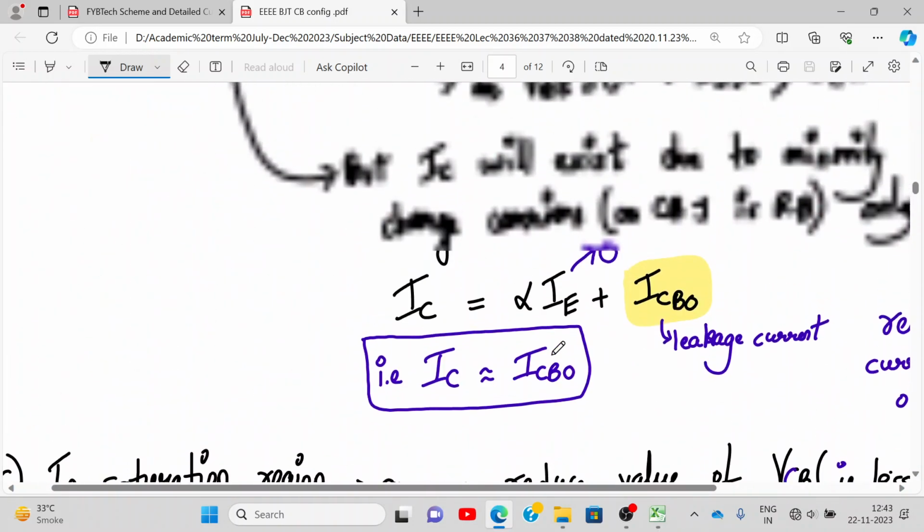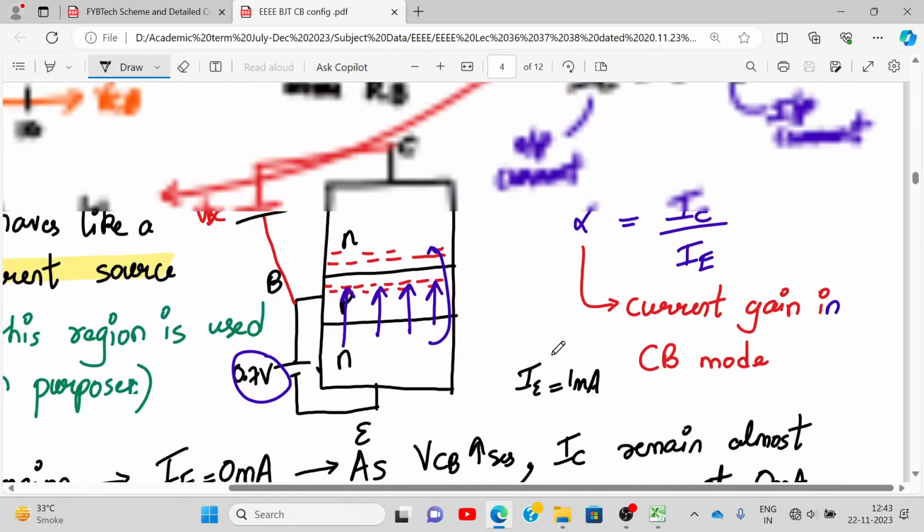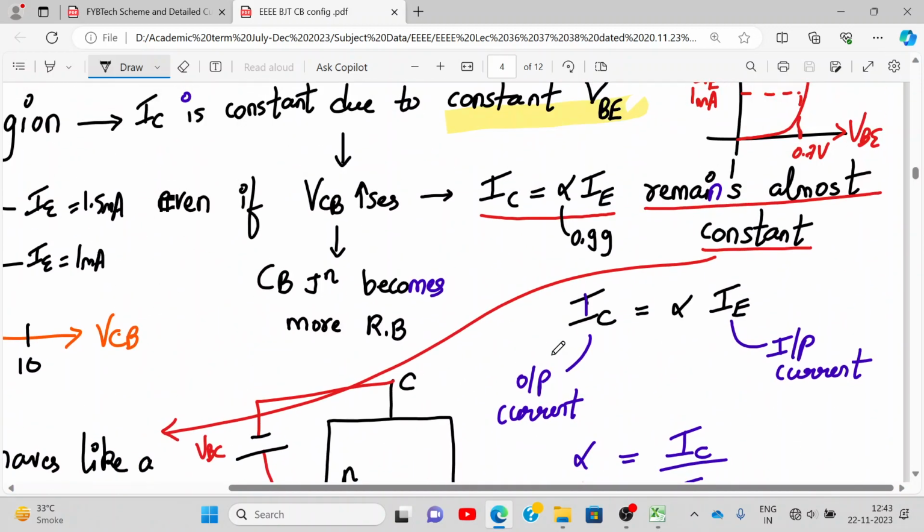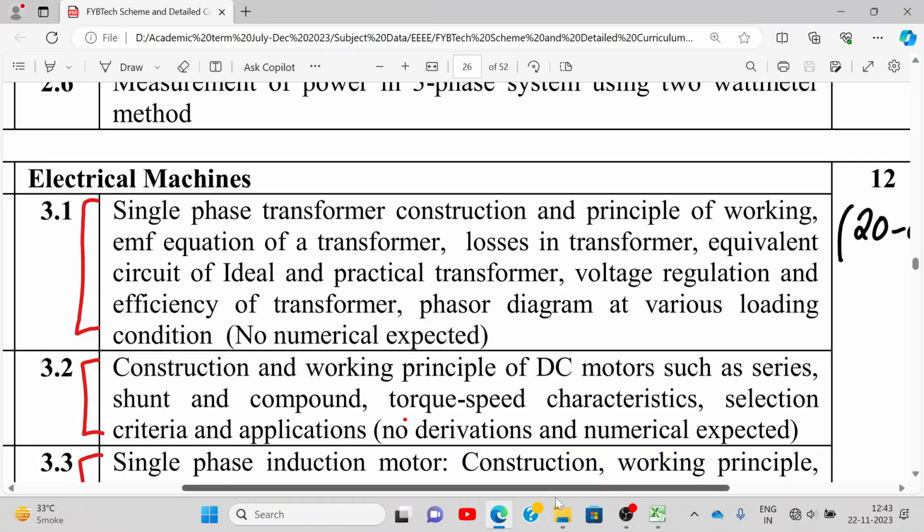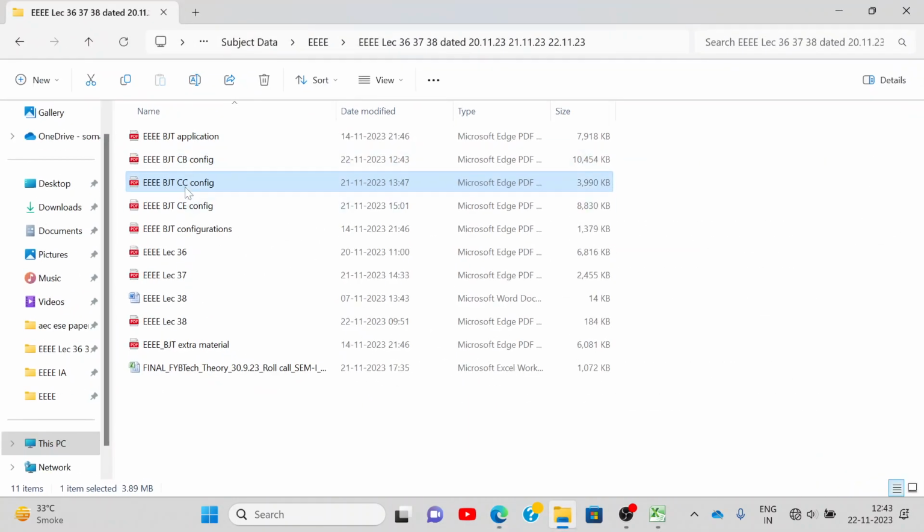Okay, you have written the value of alpha. What is alpha? IC upon IE. So please remember that, and it's called the common base current gain, and its value is very, very close to 1 because IC is lesser than IE, but both are almost the same. All right. Now let us go to common collector configuration.